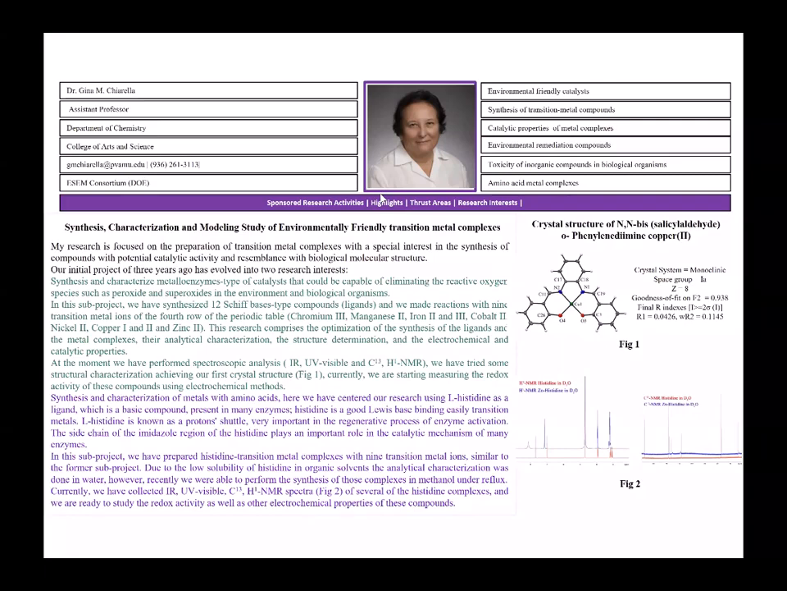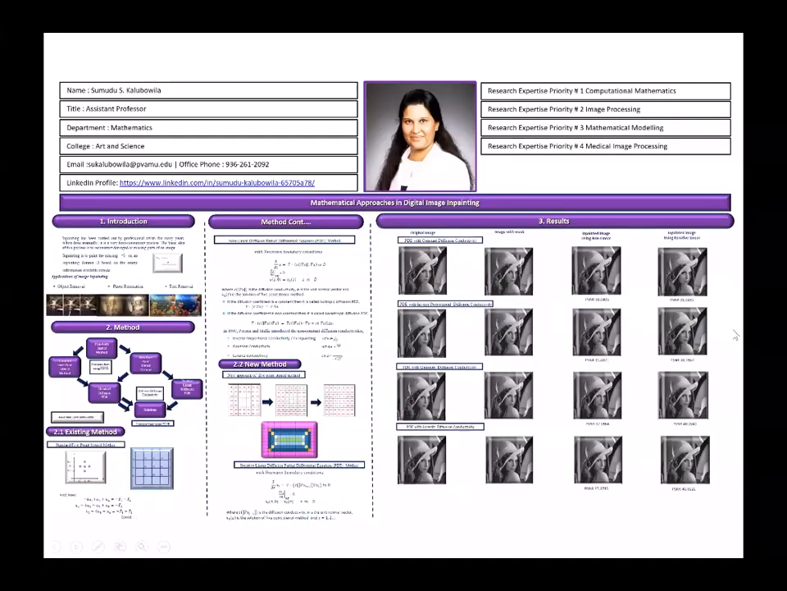The next presenter is going to be Dr. Kalubo Villa. I hope I have pronounced her name correctly. Yes. One second. Okay, yeah. Oh, sorry. Yes, please go ahead. Okay, yes, that's good.